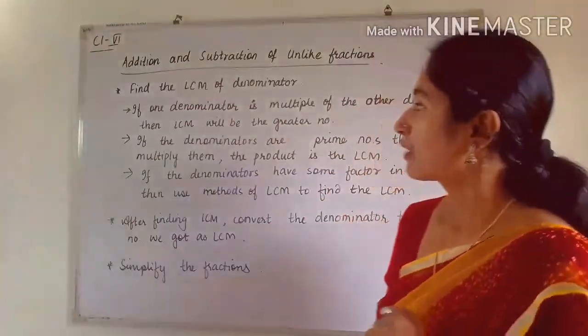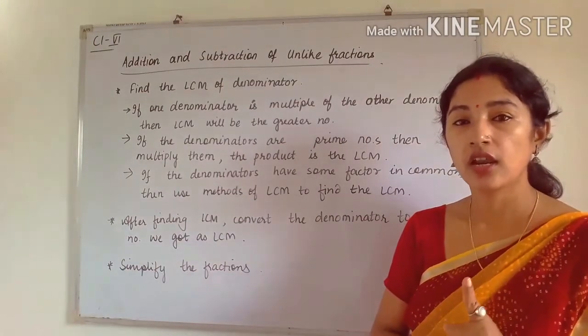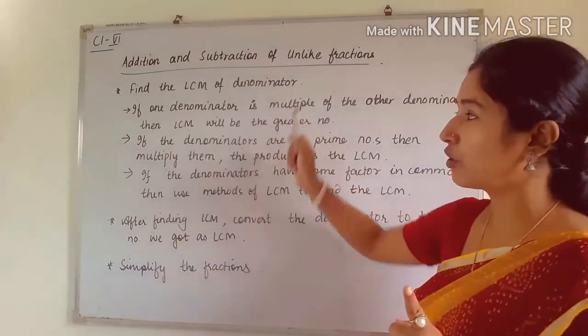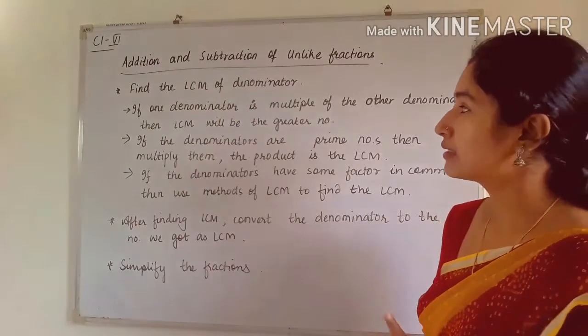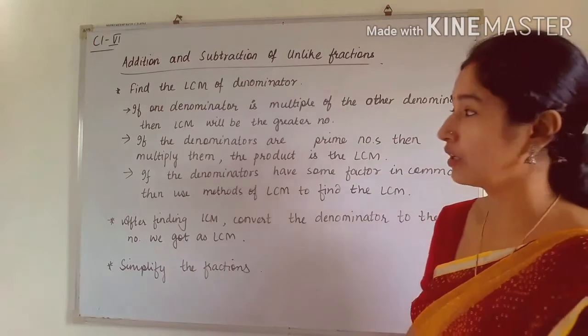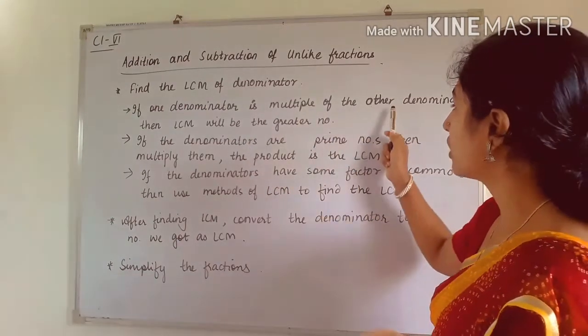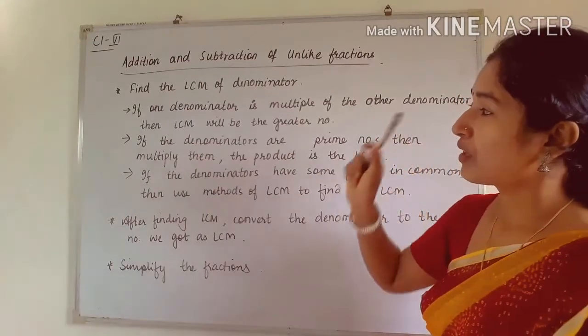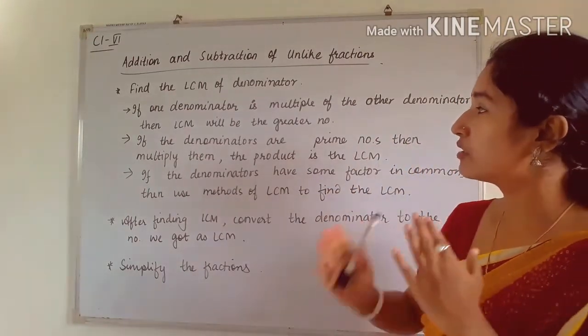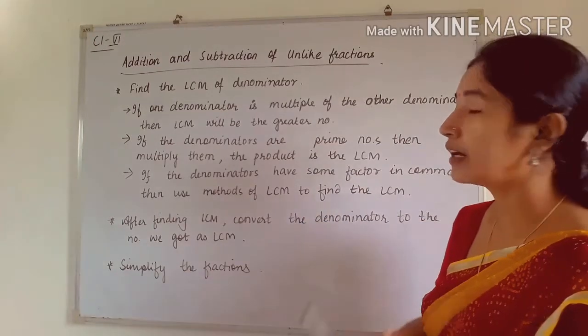First of all, we have to follow the first step: if the fractions are unlike, then we have to find the LCM of the denominators. Next, see what the denominators may be. If one denominator is a multiple of the other denominator, then the LCM will be the greater number.